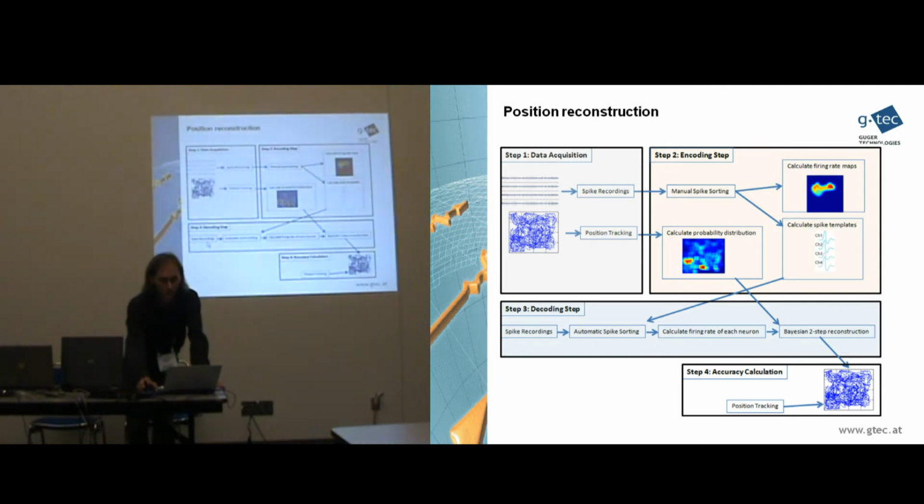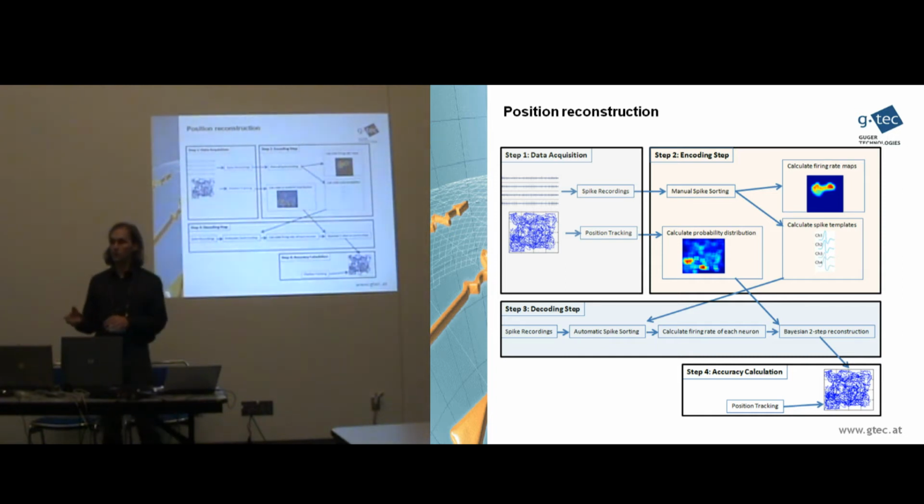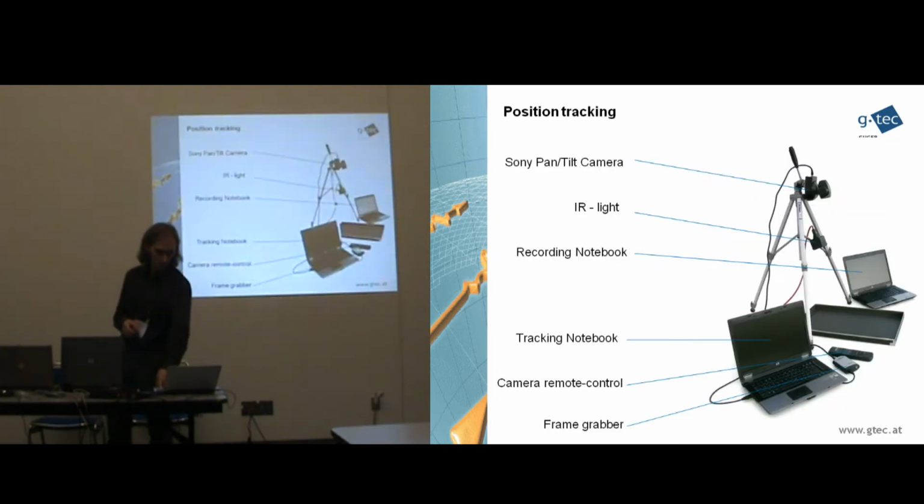We record again the spikes. We automatically sort now the spikes. So the spike is coming in. We say it was neuron 1, 2, 3, and so on. Then we calculate the firing rate and put it into the Bayesian two-step algorithm to predict the position. And finally, we compare with the position coming from the video tracking system to get the accuracy.